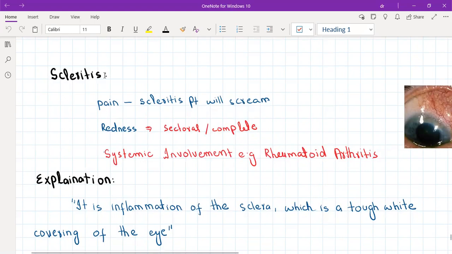And the last condition here is scleritis, which is a patient with red eye without visual impairment, but with pain. So this is the only disease in that group, which is scleritis. Now, scleritis patient will have severe pain. So scleritis patient will scream. I want you to remember this, okay?